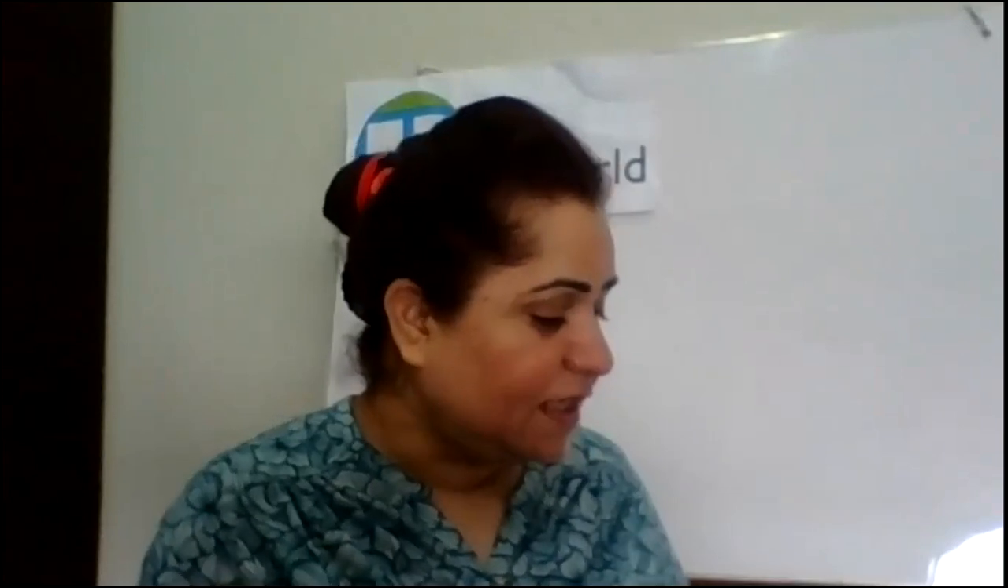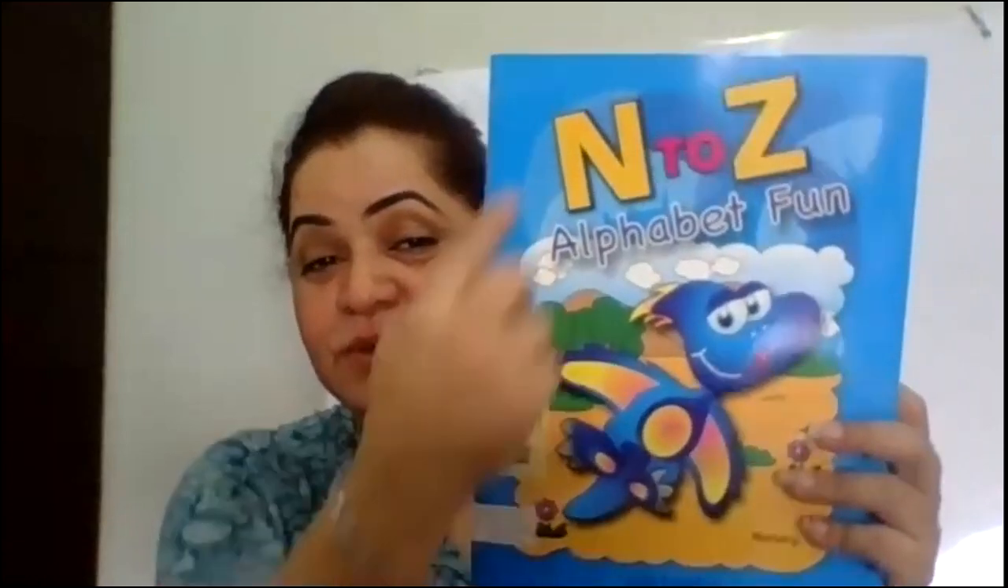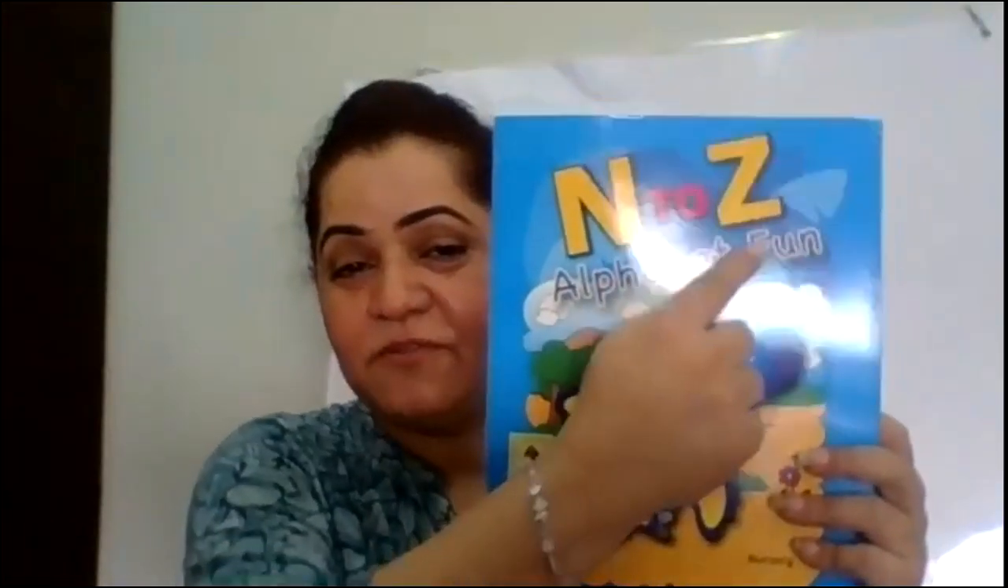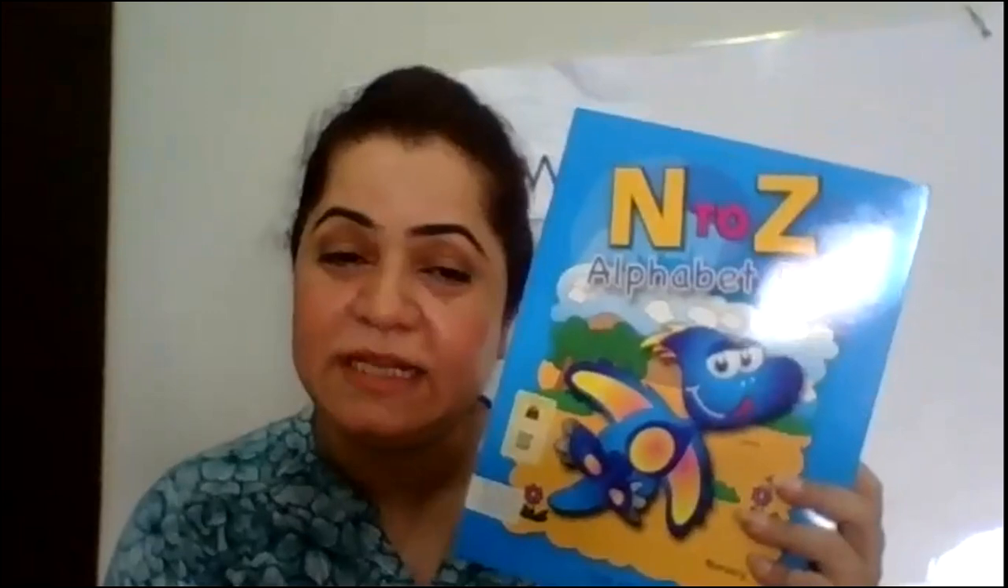So now we are going to do another exercise. I think we will do one more exercise. For that, you need to take out your light blue book, Alphabet Fun A to Z, the light blue one. Yeah, please take that out and take out page number 34 in it. Yes, take out page number 34.